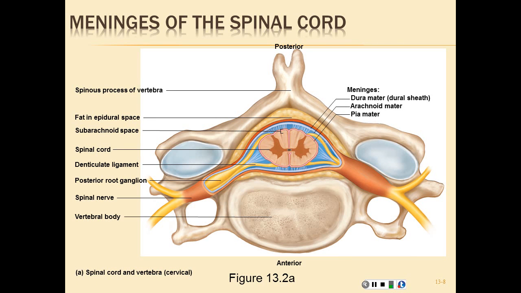Now at regular intervals, extensions of the pia, called denticulate ligaments, extend through the arachnoid to the dura, helping to anchor and to stabilize it.